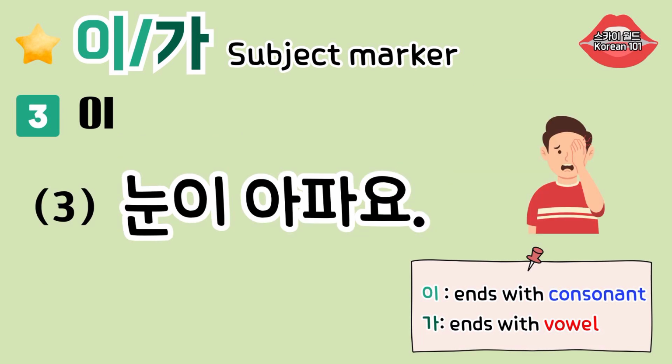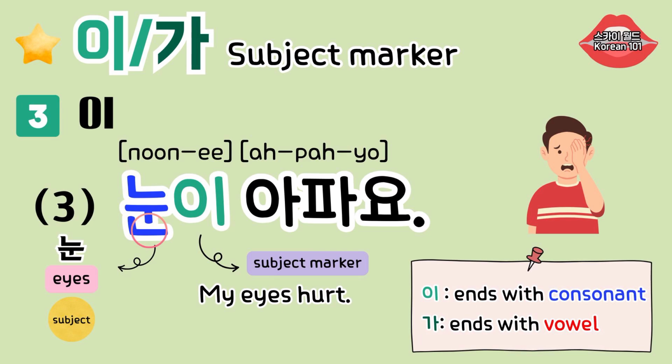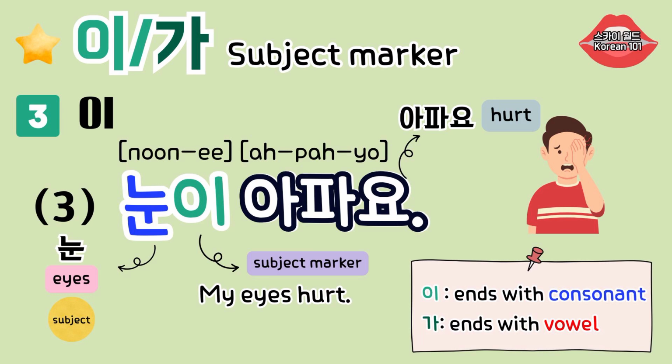눈이 아파요. My eyes hurt. 눈 means eyes. The word 눈 ends with a consonant, so we use the subject marker 이. 아파요 means hurt or are sore. So 눈이 아파요 means my eyes hurt. In Korean, when we talk about pain or physical condition, we use 이 or 가 to mark the body part.